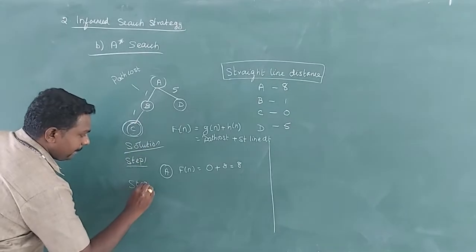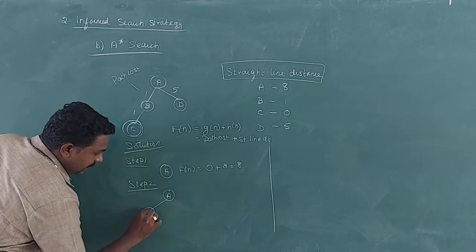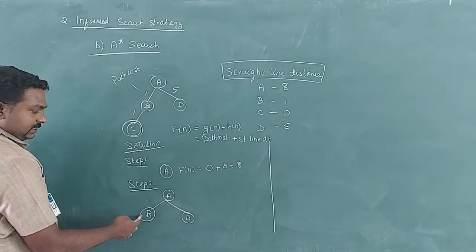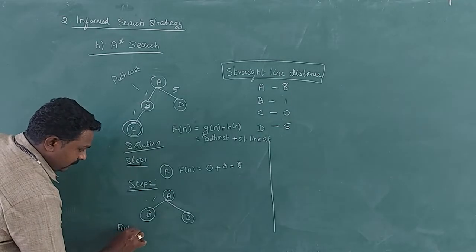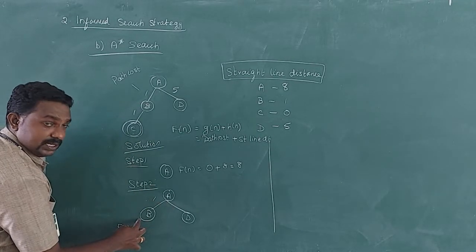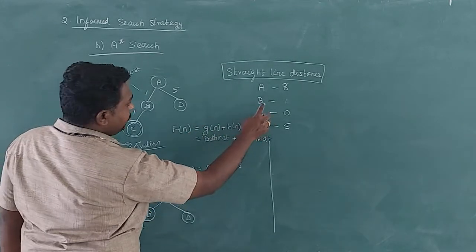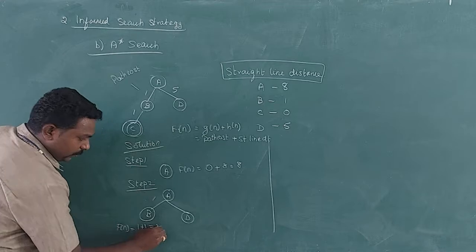Step 2. So I am expanding A with B as well as D. So what is the path cost from A to B? 1. So f of n is equal to, path cost from A to B is 1 plus what is the straight line distance value for B? That is also 1, that is equal to 2.